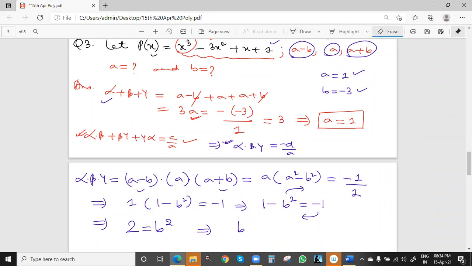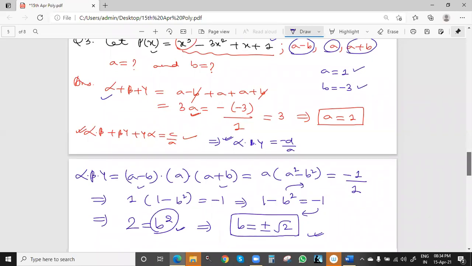That means b will be, say b square means quadratic form, or we can say degree 2. So always it will have two values, always plus minus root 2. Never just root 2. Always we have to write plus minus root 2, because b square means degree 2. B is having degree 2, or it is in quadratic form. So two values. So b will be plus minus root 2.